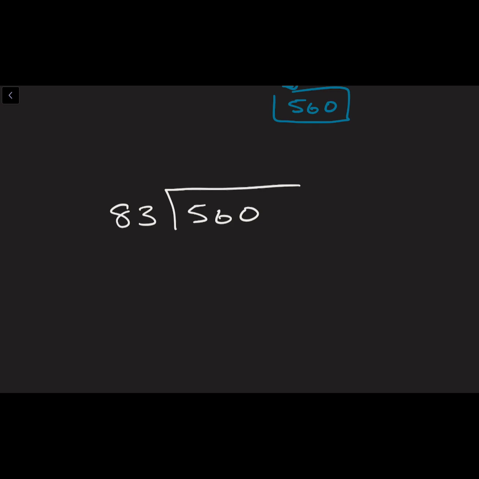Since we just set up our division problem, now we're going to go to our second step of the day. Second step, we're going to start going ahead and divide. So we got 83 goes into 560, 6 times. 6 times, we got 498. We're going to raise our 6 up at the top.